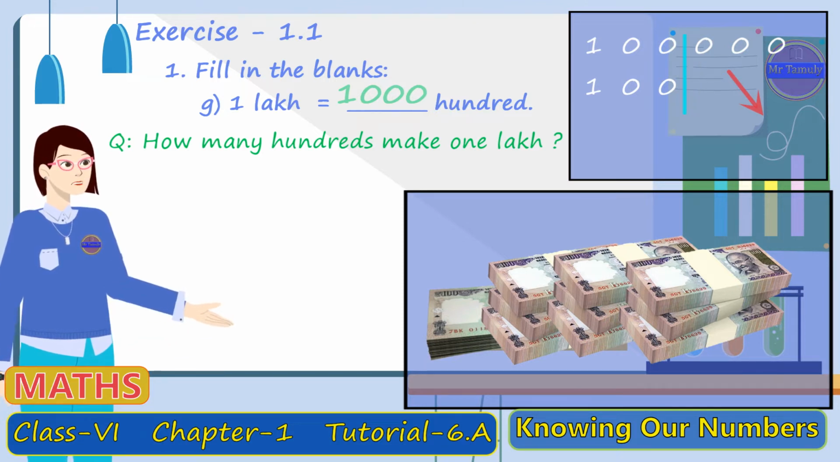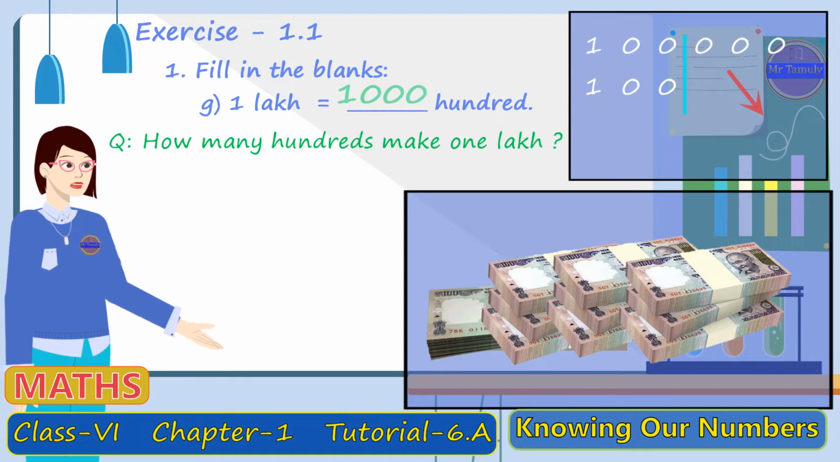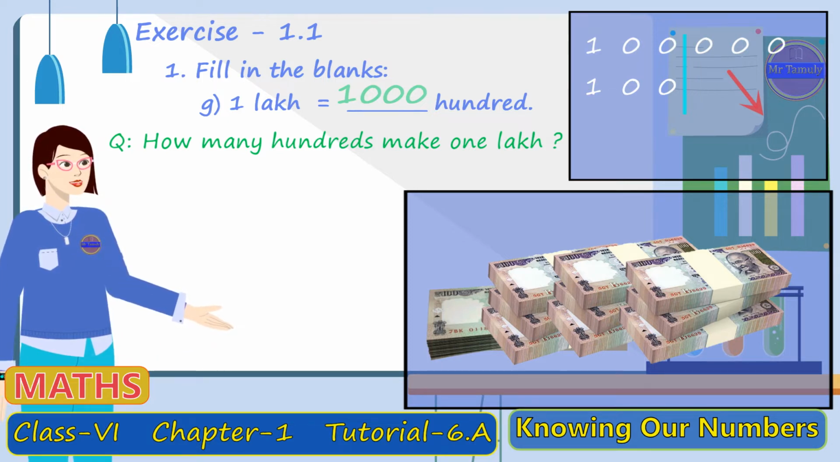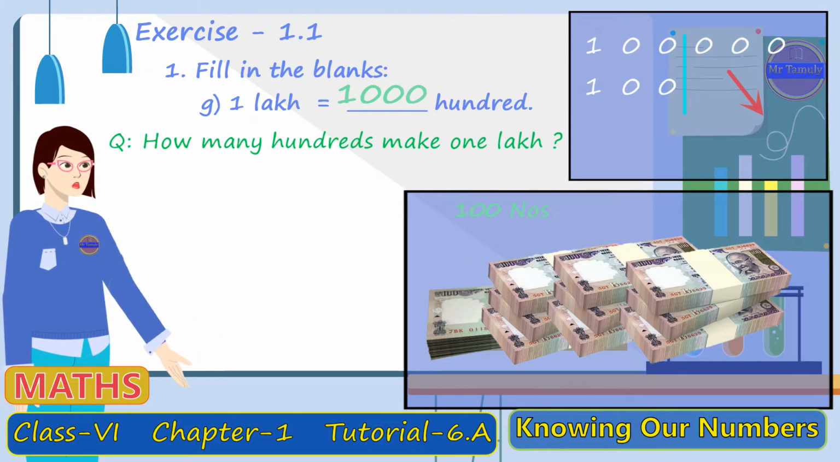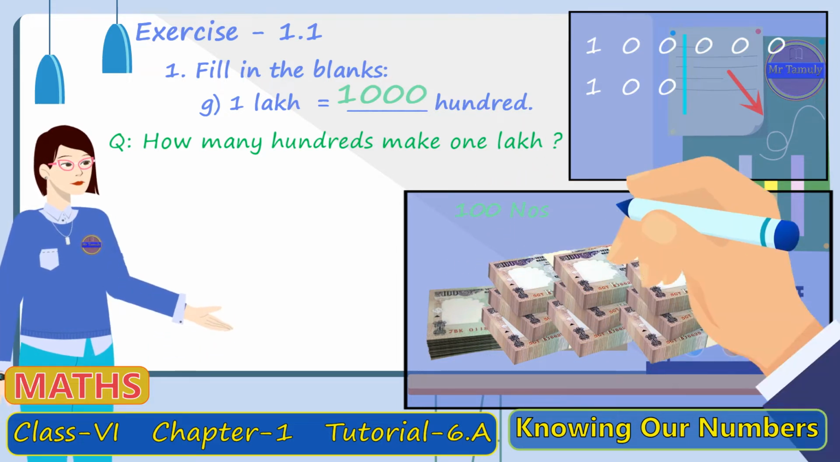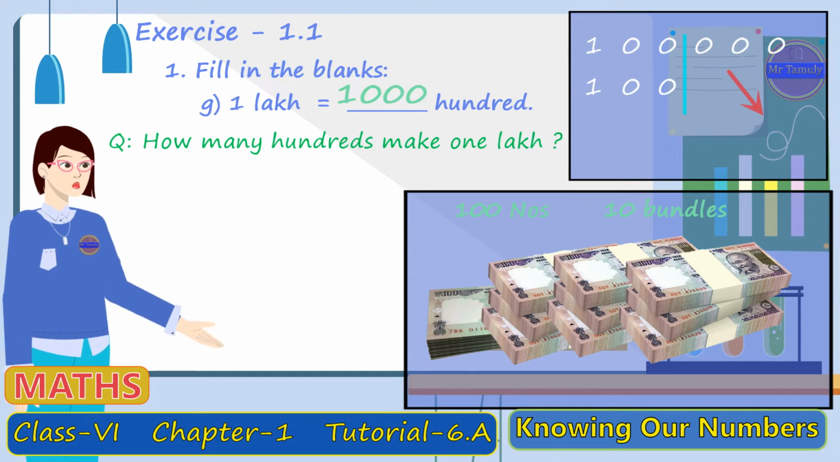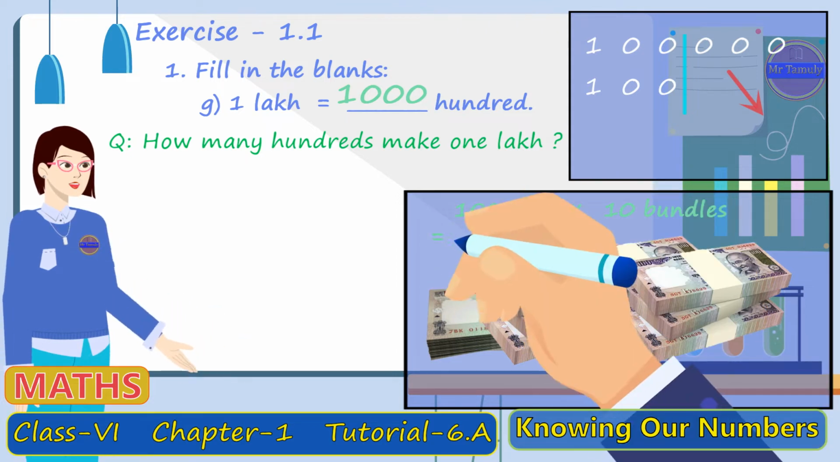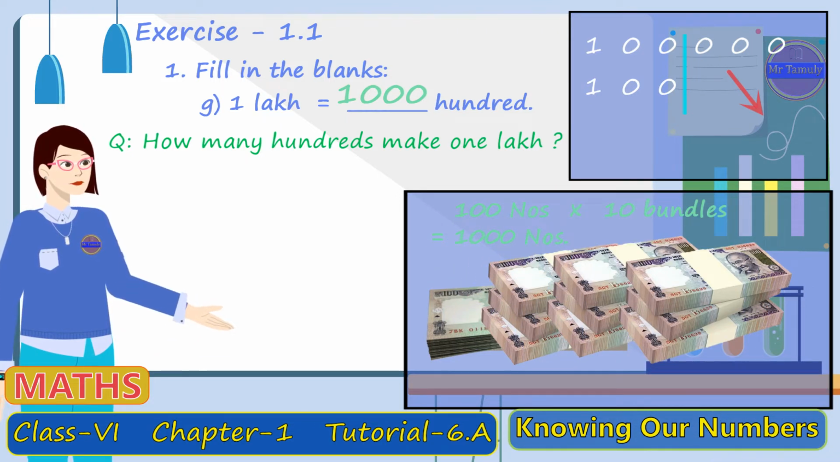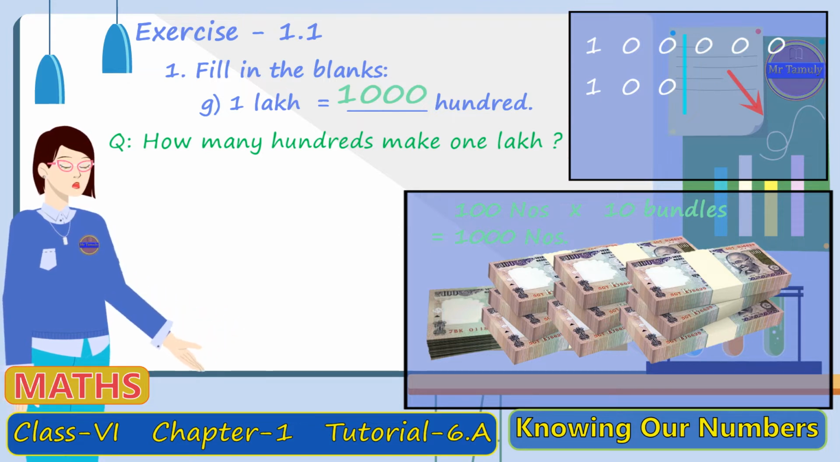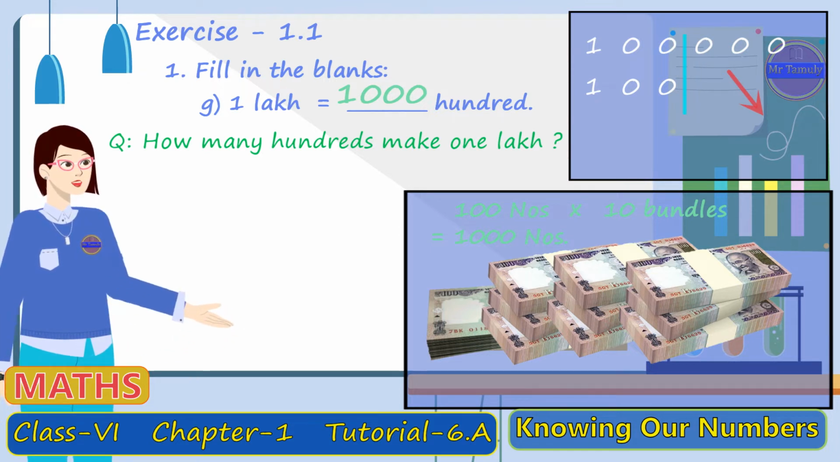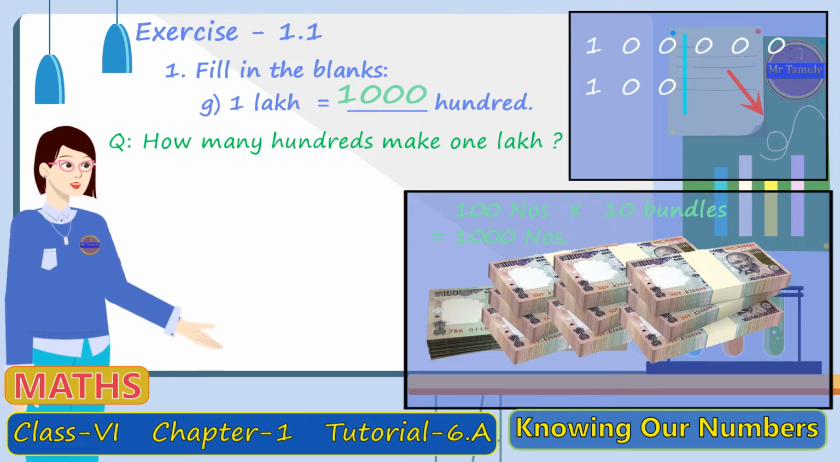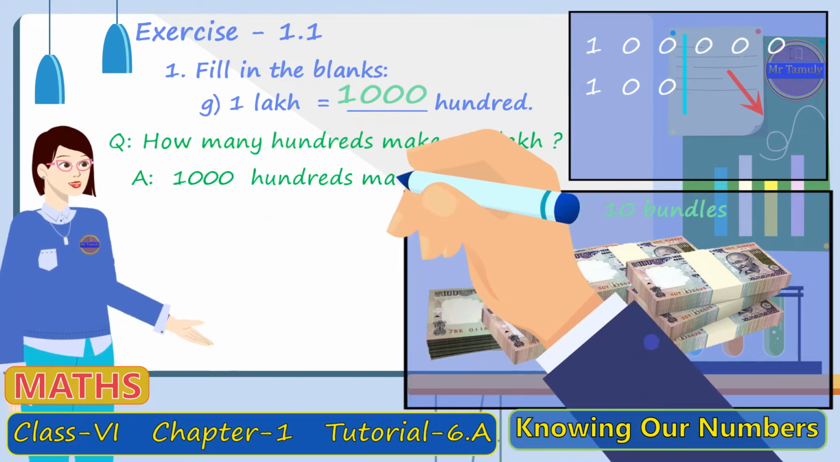We shall have to find out the total number of 100 rupee notes that are there in all the 10 bundles. In a single bundle there are 100 notes, and we have 10 such bundles. So the total number of notes is 100 multiplied by 10, which is equal to 1000. We have a total of 1000 hundred rupee notes in this sum of 1 lakh rupees. That means 1000 hundreds make 1 lakh.